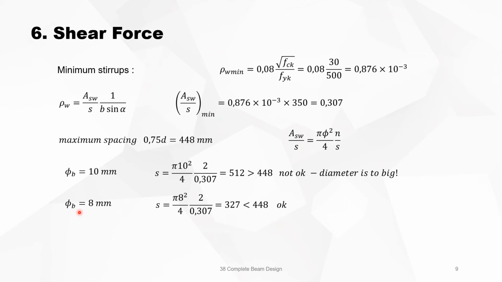So we take diameter 8, we calculate the distance again, it's diameter 8 every 327 millimeters, so that's okay. So we round it off to the lower side, so we will take diameter 8 every 320 millimeters with 2 legs as minimum shear force reinforcement.